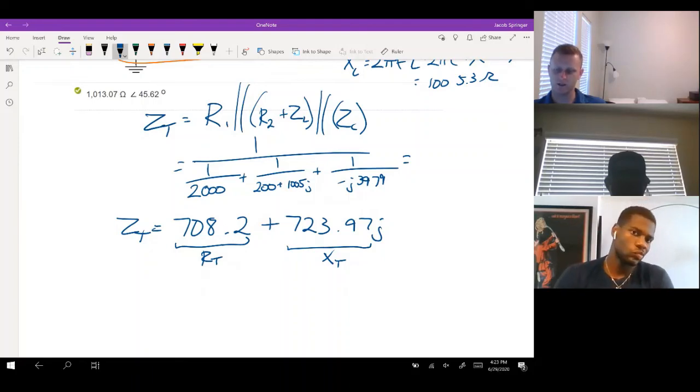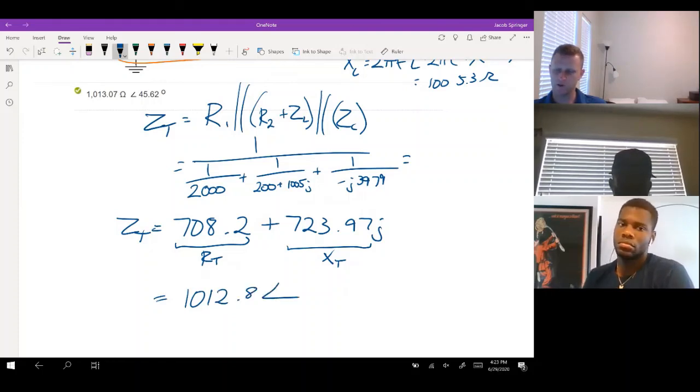It's overall an inductive circuit, but in the polar form, I got 112.8 angle 45.6 degrees.